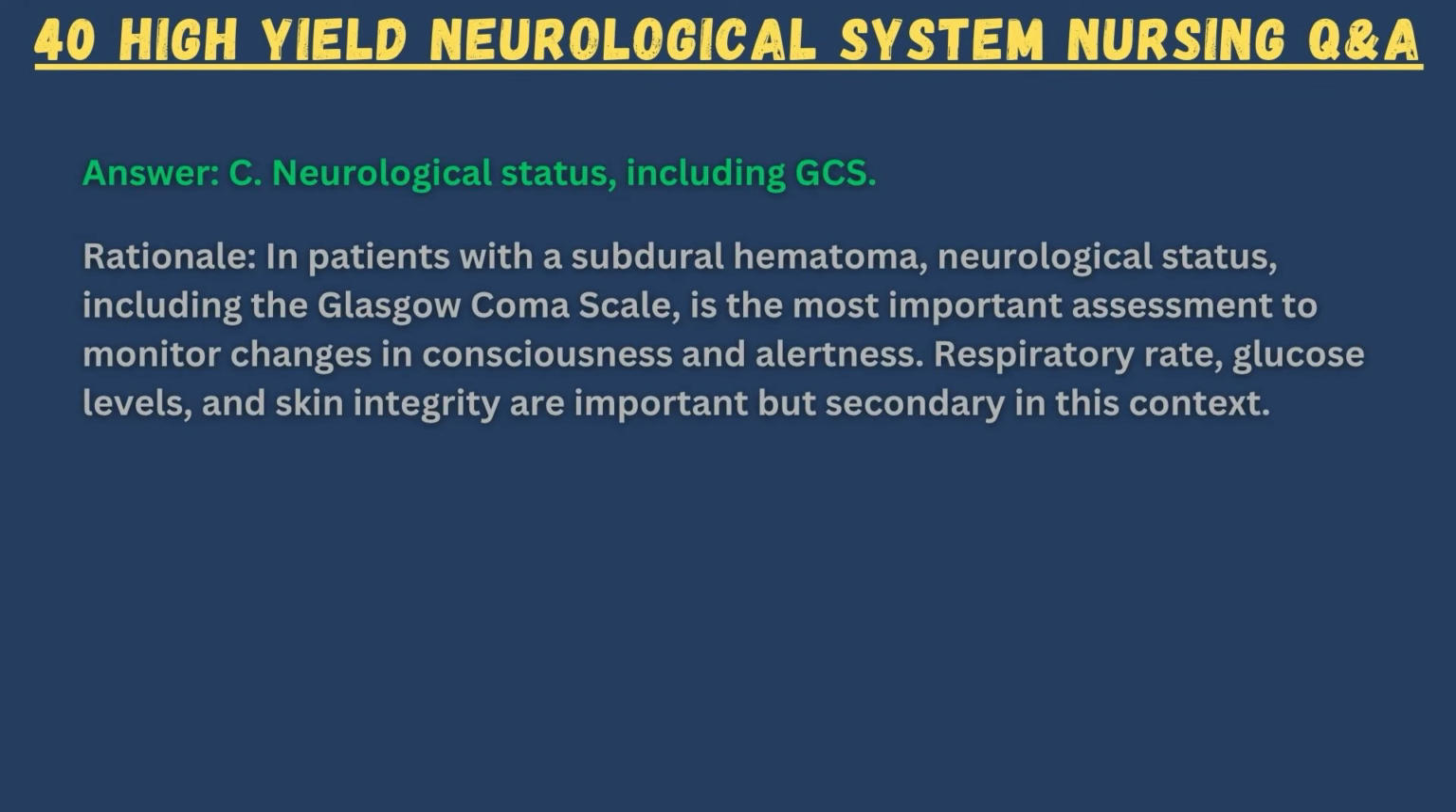Answer. C. Neurological status, including GCS. Rationale. In patients with a subdural hematoma, neurological status, including the Glasgow Coma Scale, is the most important assessment to monitor changes in consciousness and alertness. Respiratory rate, glucose levels, and skin integrity are important.